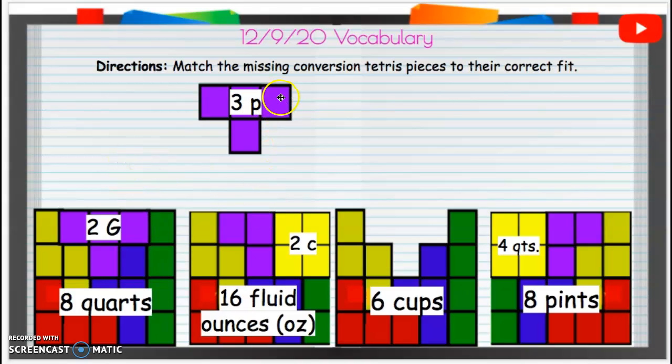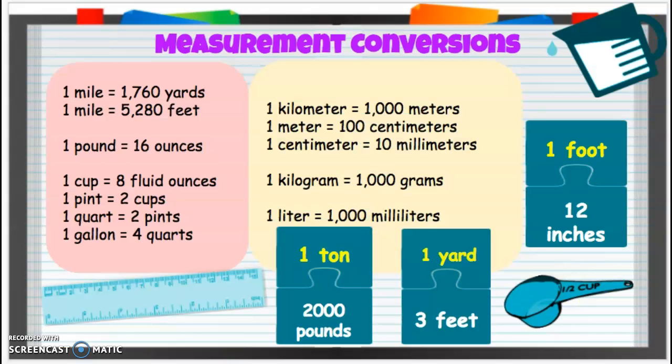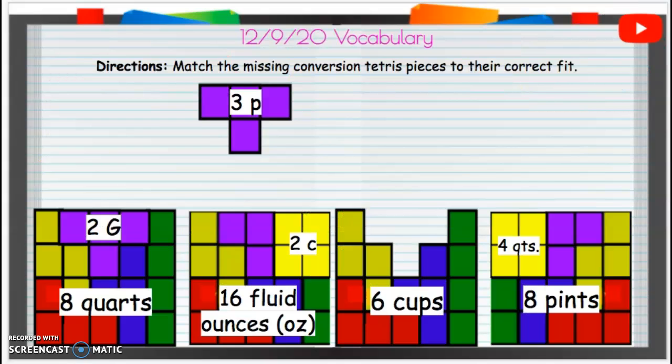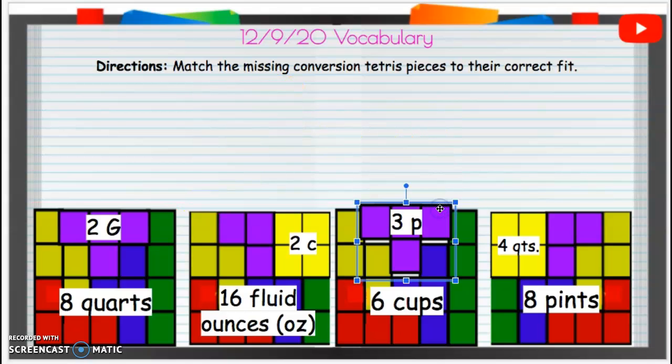Now, last but not least, we have 3 pints and 6 cups. Let's take a look at pints and cups. 1 pint is 2 cups. So if we have 2 pints, that'll be 4 cups. And then 3 pints will be our 6 cups. And there we have it. There's our vocab. Great job.